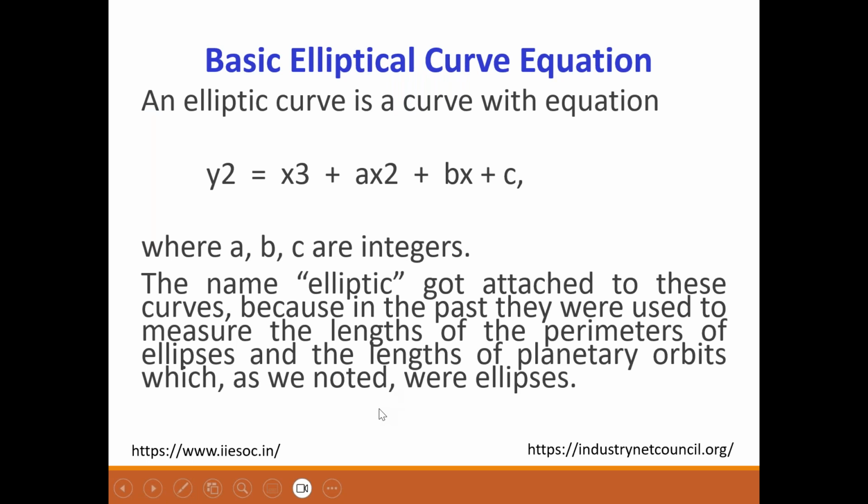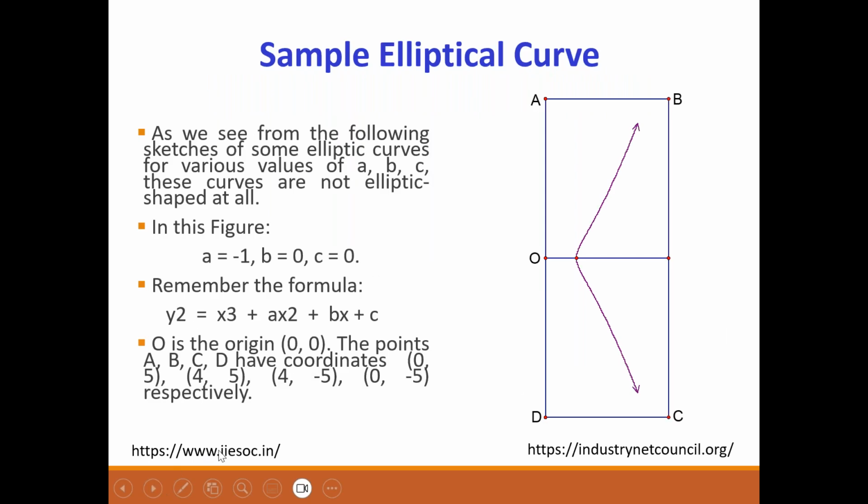And so the basic formula for an elliptic curve is this. Here it is for you. And the point you'll see is that A, B, and C are all integers. And it's a fairly simple algorithm. And in the past, they were used to measure the perimeter and various orbits of planets. So we know these quite well.